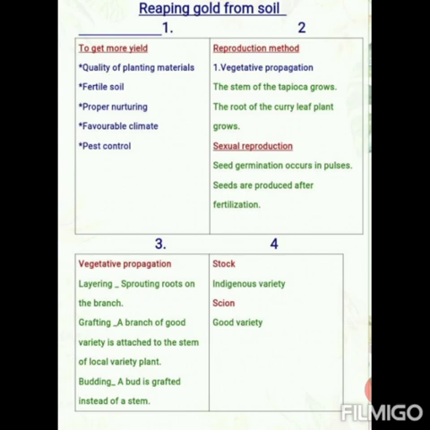And next method is budding. A bud is grafted instead of a stem. So instead of stem, we are grafting a bud. Okay. So these are the vegetative propagation methods we have seen.